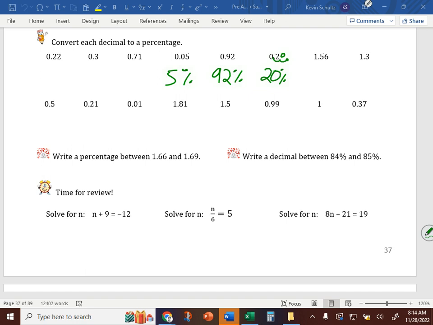1.3. 130%, right? Move it over twice, 1, 2. Fill in an extra spot with a 0. 1.30 is above 100, so we know it's going to be above 100%, and it's like 1 and 30%, so 130%. 0.5, 50%. 0.21, 21%. 0.01, 1%. 1.81, 181%, 1.5, 150%. Stop me if I'm going too quickly.